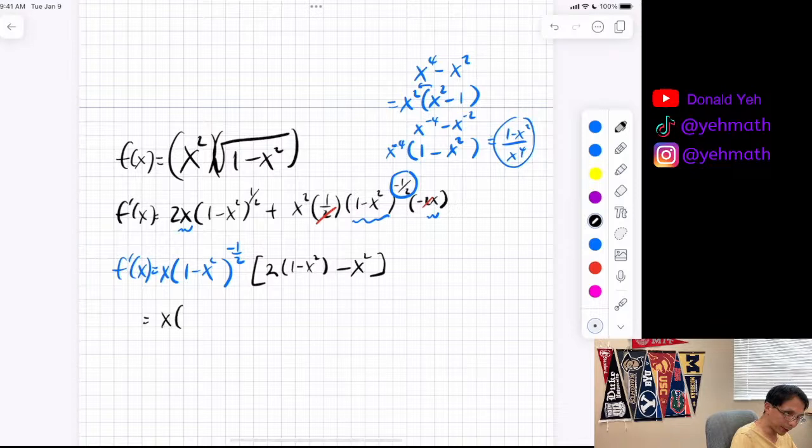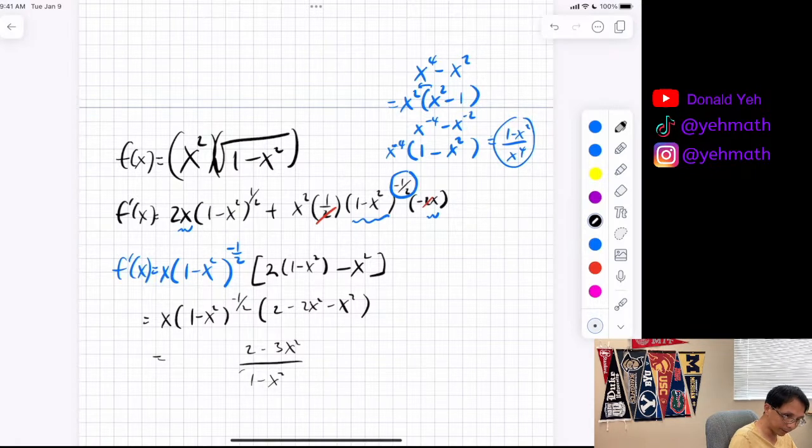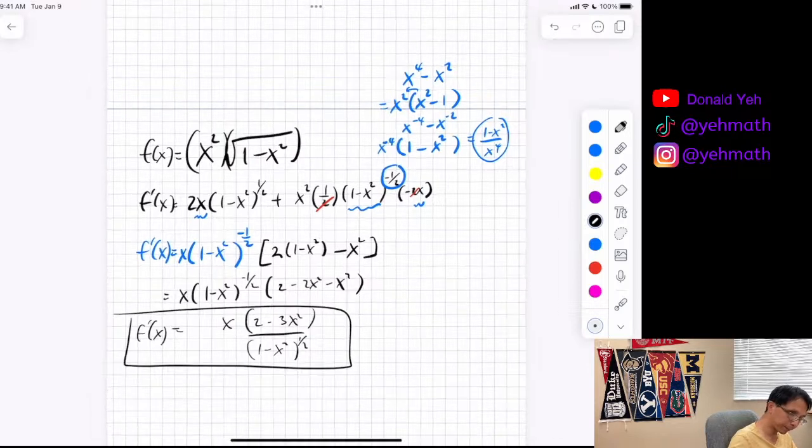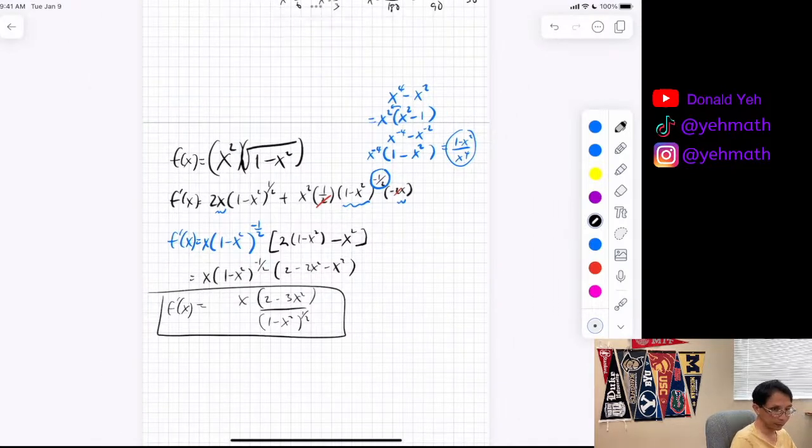So that's equal to x times (1 minus x squared) to the negative 1/2, and then that's going to be 2 minus 2x squared minus x squared. And that's equal to 2 minus 3x squared over (1 minus x squared) to the 1/2, and the x is on the top. And this is f prime of x. So how do you find the stuff in the bracket? I factor out the x and then (1 minus x squared) to the negative 1/2. I see whatever's left is inside the bracket.